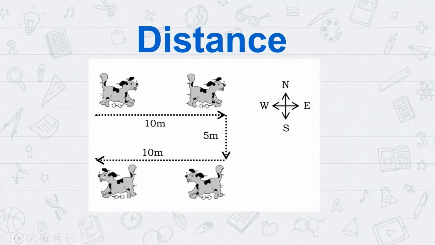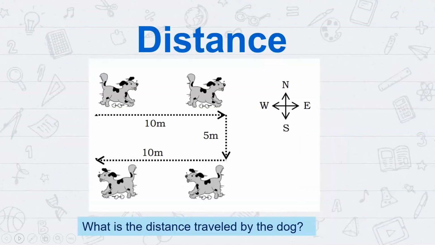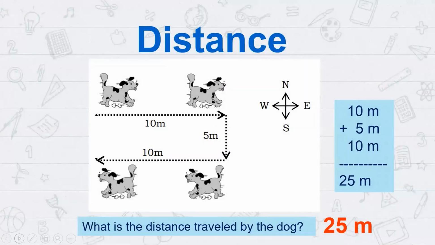In this figure, for example, the dog ran 10 meters to the east, then 5 meters to the south, and another 10 meters to the west. What is the distance traveled by the dog? Good job! 10 meters plus 5 meters plus 10 meters are all equal to 25 meters. The distance traveled by the dog is 25 meters.